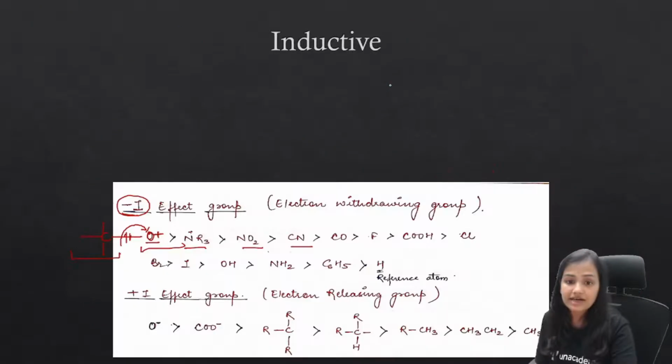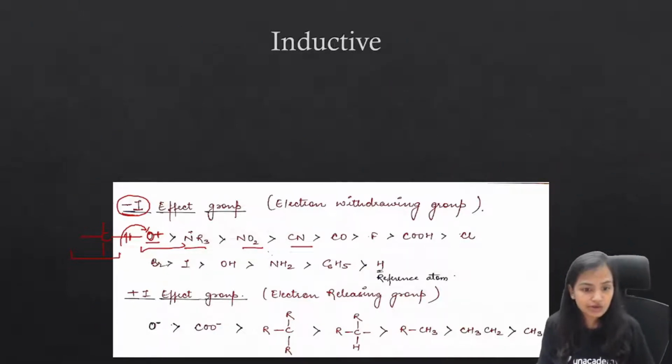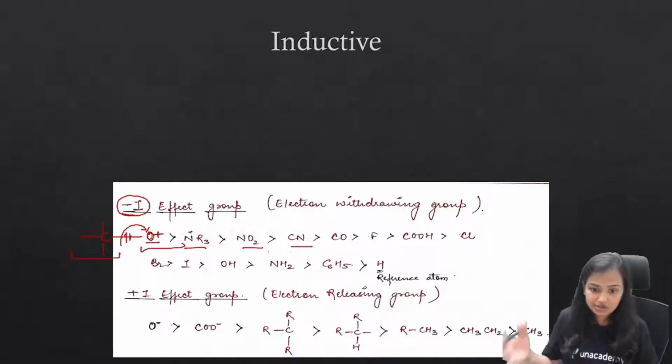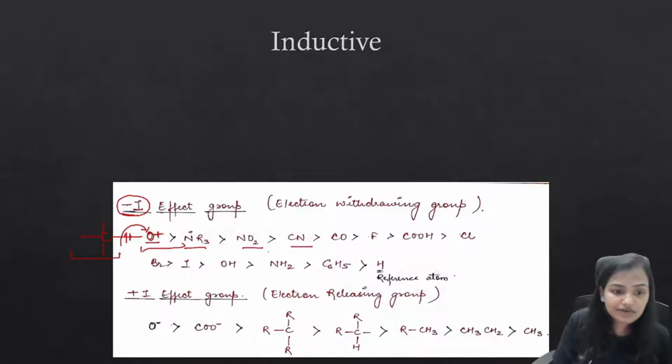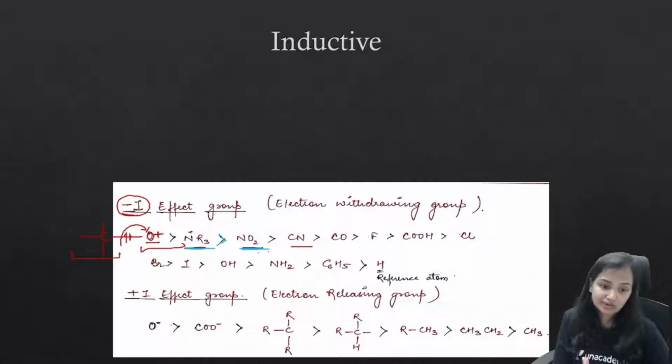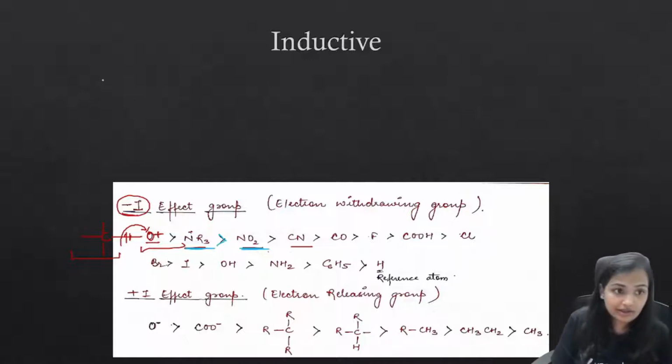Now we can see that over the carbon family we can put many groups and we can apply the same concept. Now let me tell you, if you compare the NR3 and the NO2, why the NR3 has more minus I effect as compared to the NO2. Let me talk about this particular thing. Now guys, let's take an example. You need not learn this whole table.